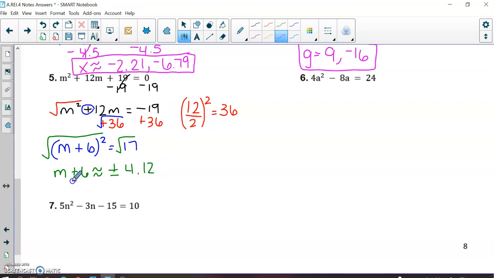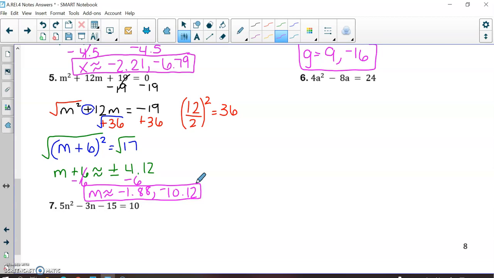Now I'm going to isolate m by subtracting 6 from both sides, and I wind up with m is approximately equal to a positive 4.12 minus a 6, which is a negative 1.88, and a negative 4.12 minus a 6 gives us a negative 10.12. And these are your two answers for this problem. Since we had to round and do decimals, this would not be a problem that could be factored. We would have needed to resort to either the quadratic formula or completing the square.